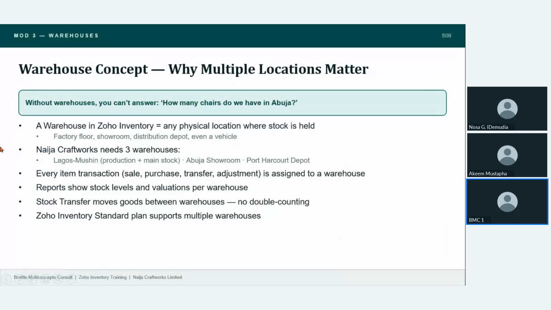Whenever you buy an item, you assign the item to a warehouse, so you know where the purchase is going to. I think we did that last week when we created product. Report shows stock level and valuation per warehouse. Your stock transfer moves goods from warehouse, no double counting. Let's quickly see how we can carry out transfer between two warehouses.